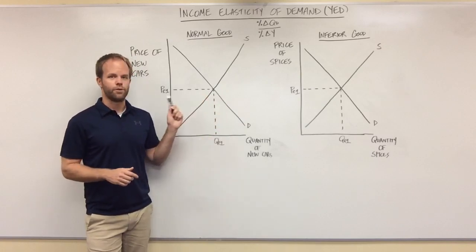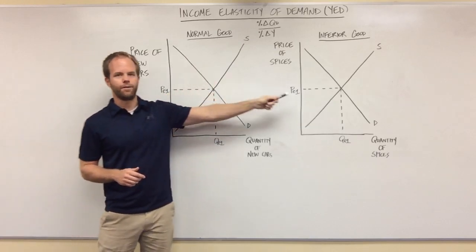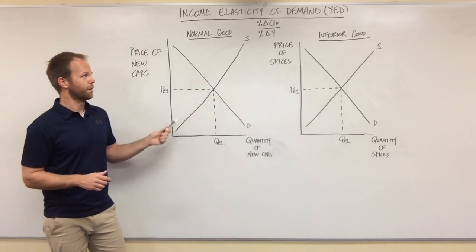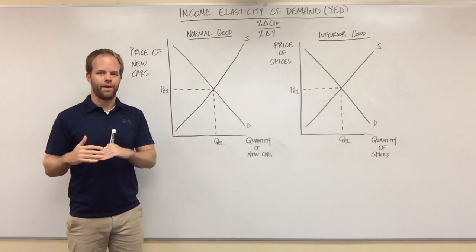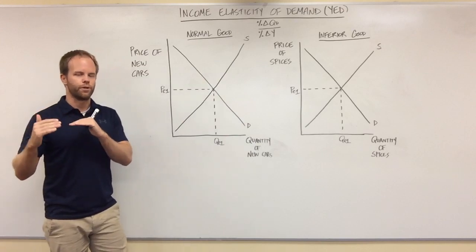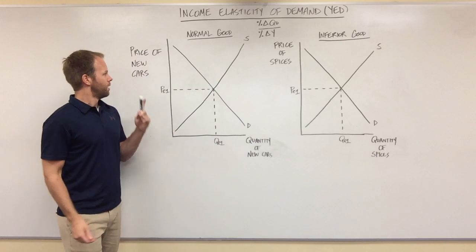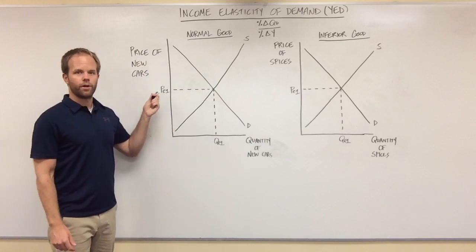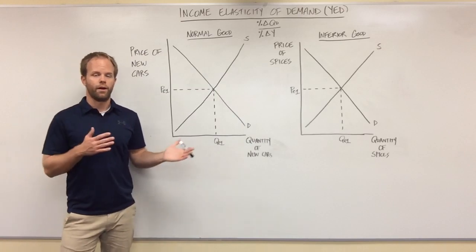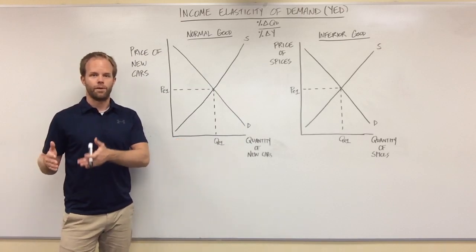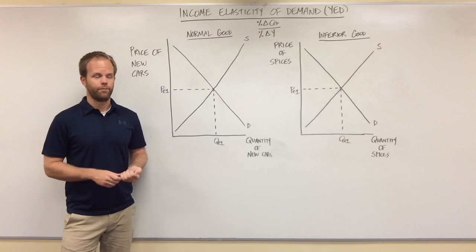So I'm going to talk you through two different examples here. We have a normal good here and an inferior good there. So with a normal good, as our income goes up, our consumption of that thing will be pretty proportional to the change in income. So the normal good here is a new car. Those are pretty strongly correlated with economic growth. As economic growth goes up and people have more money, they'll go buy themselves a new car, right?